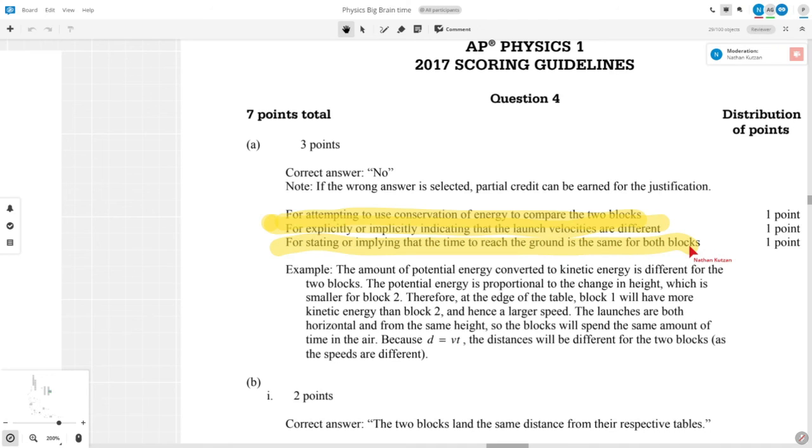But you had to acknowledge that, because if you didn't, and let's say hypothetically the launch velocities in the vertical direction were different, then you can't just say, oh, their horizontal velocities are different, so therefore they're different, because it could work out that the difference in the vertical velocity counteracts the horizontal one. So they hit the ground at the same time or different times? They hit the ground at the same time, but the other one lands farther because it's faster.